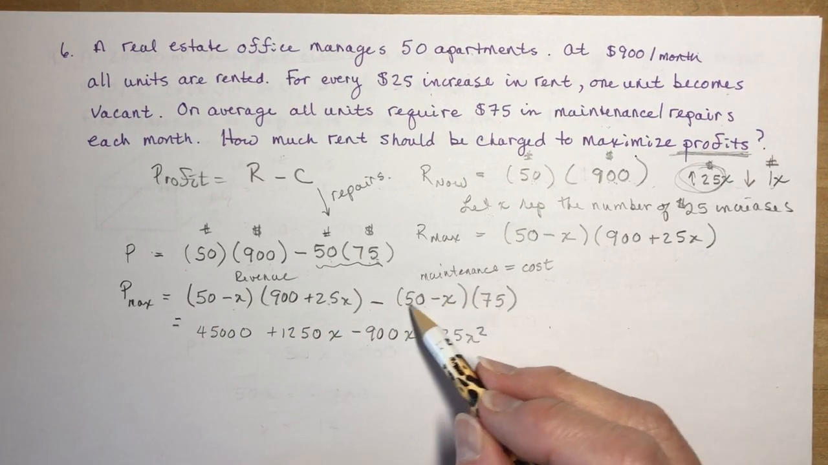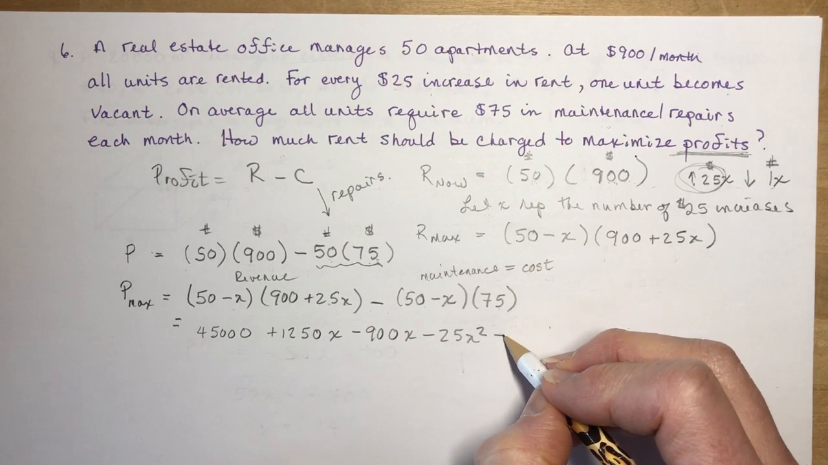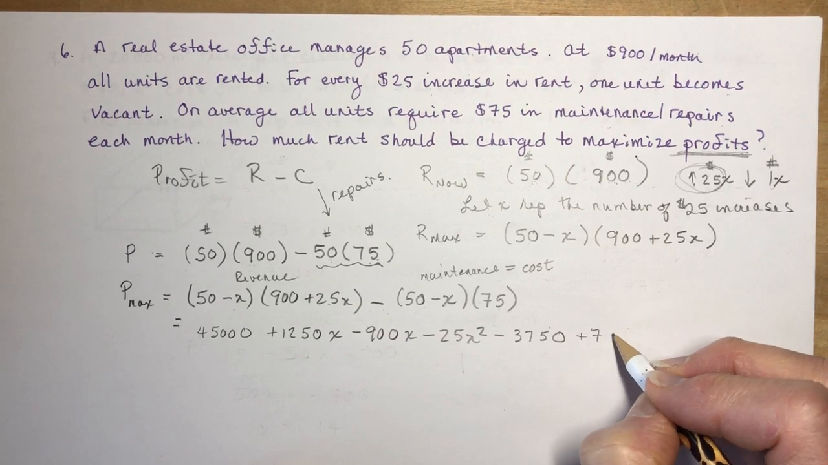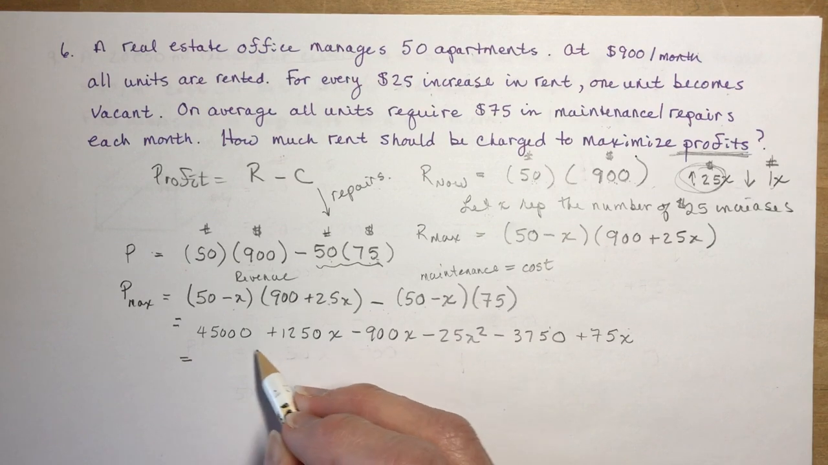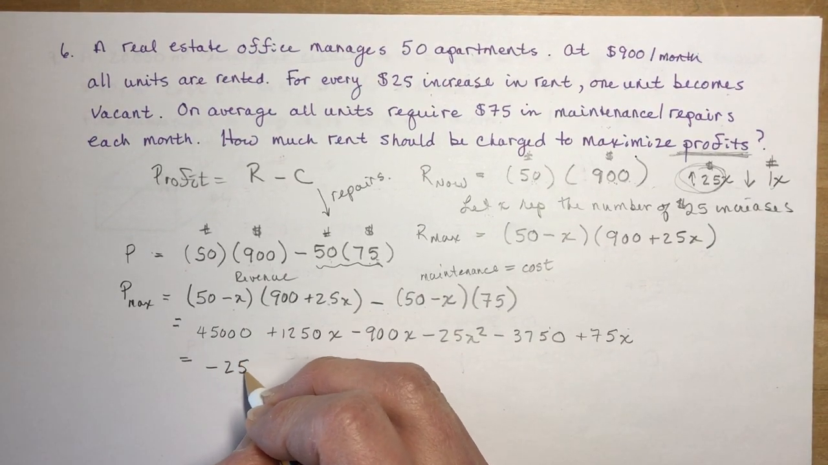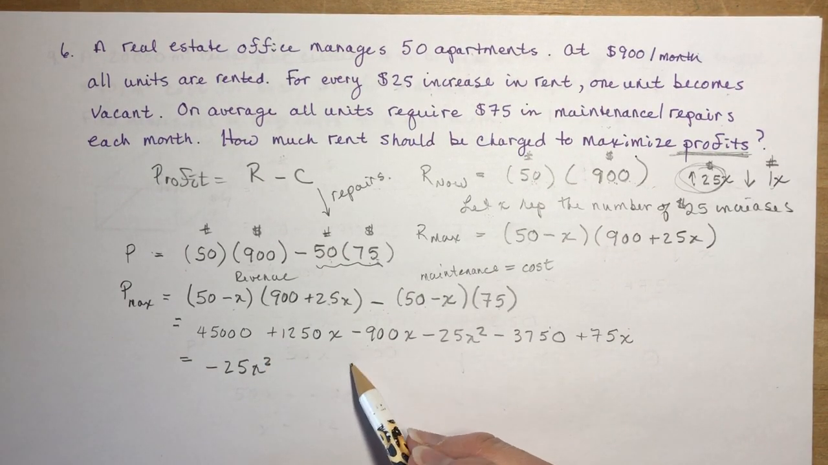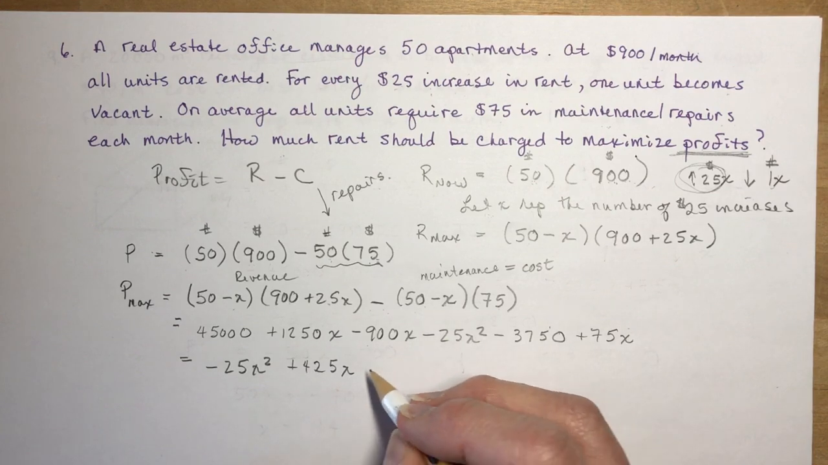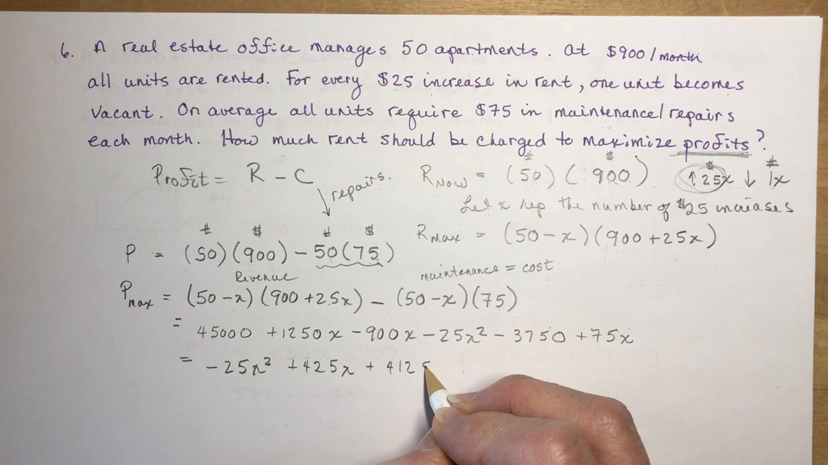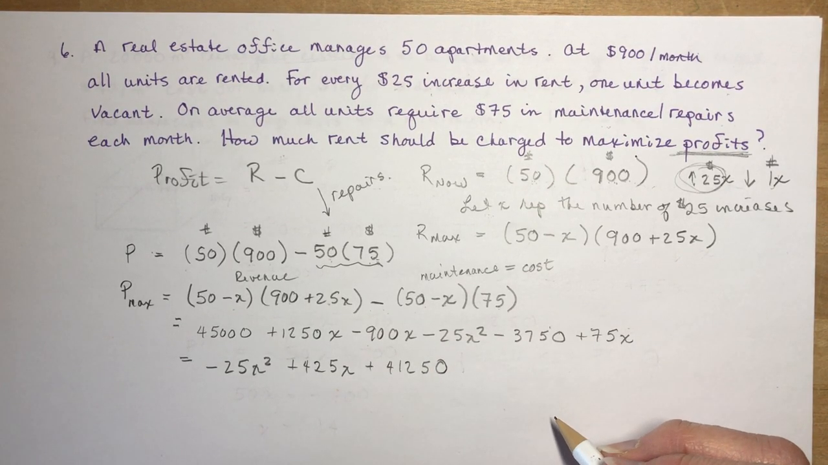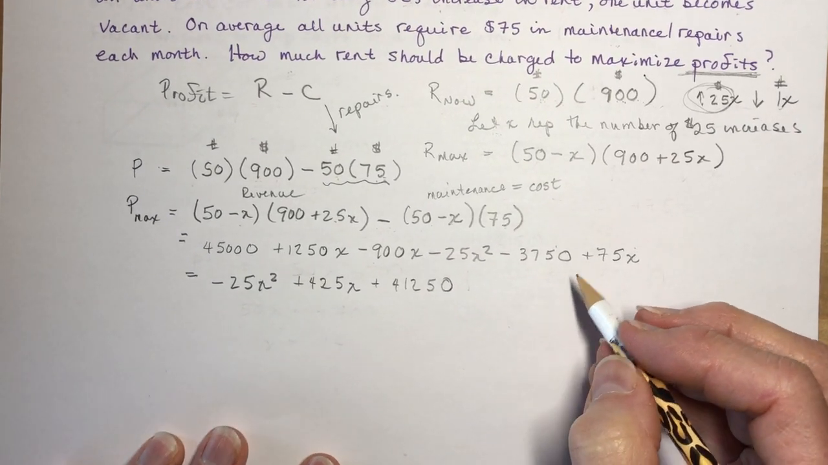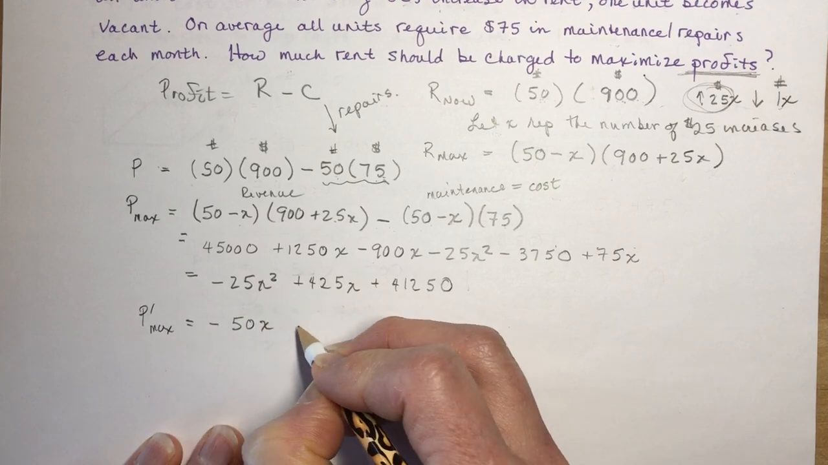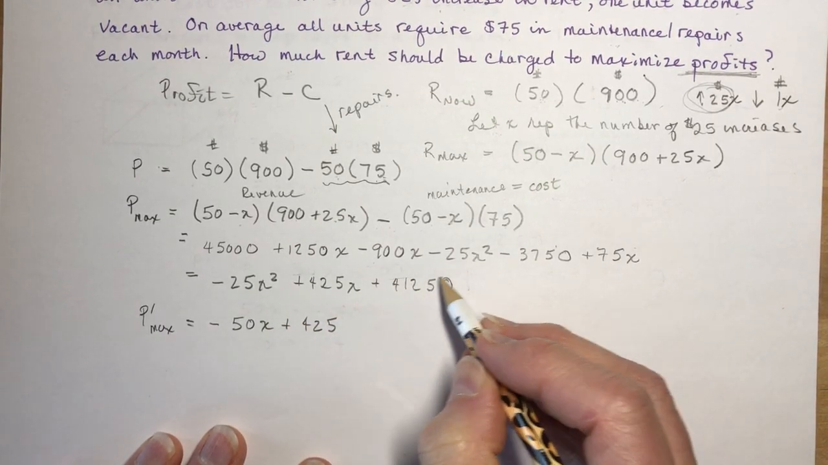So I've done all that now. Now this one, I have minus 50 times 75. That's minus 3750. And minus a minus times this, that's going to be plus 75x. Okay, so if we simplify all this, we have minus 25x squared, and then we have 425x, and we have 45,000 minus this is 41,250. Okay, so there's my lovely equation. Now I'm going to take the derivative of it, right? Because I want to find the maximum. So P prime is going to be minus 50x plus 425. It gets rid of all these big numbers, doesn't it?